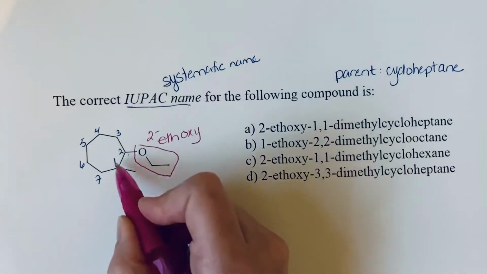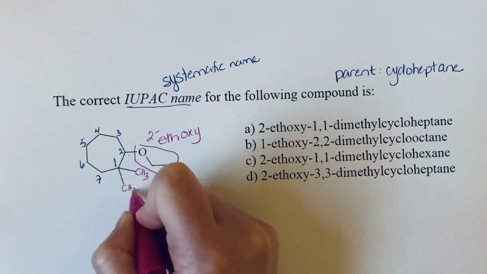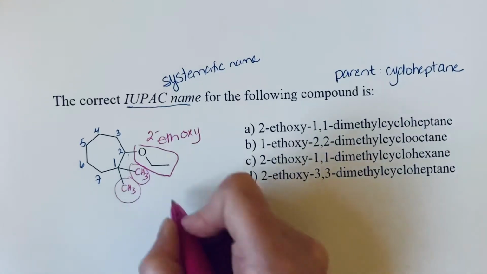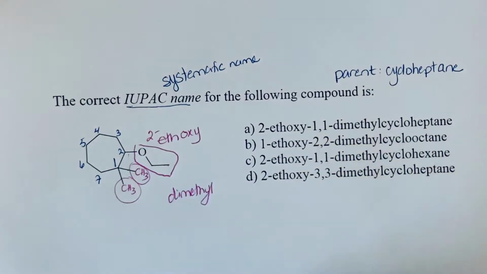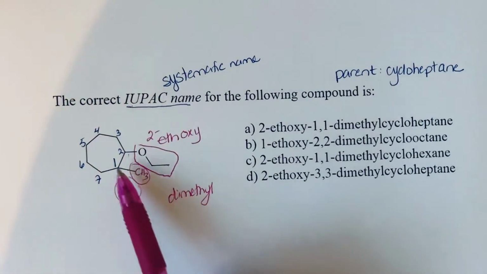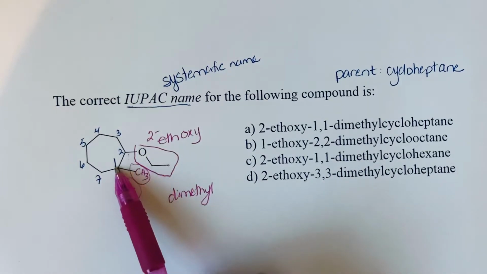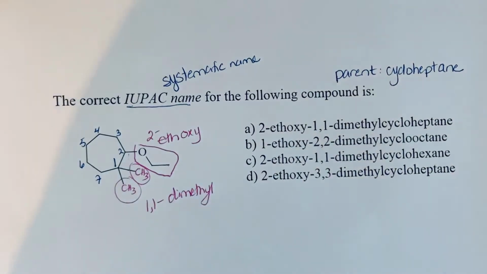And then if we look at carbon 1, we have 2 one-carbon-atom substituents. So those are both methyl groups. So we would say dimethyl to indicate that we have 2 of them. And they each need a number to say where these 2 methyl groups are. Are they both attached to the same carbon, or where are they? Since they are attached to the same carbon, they get the same number. So we say 1,1-dimethyl.